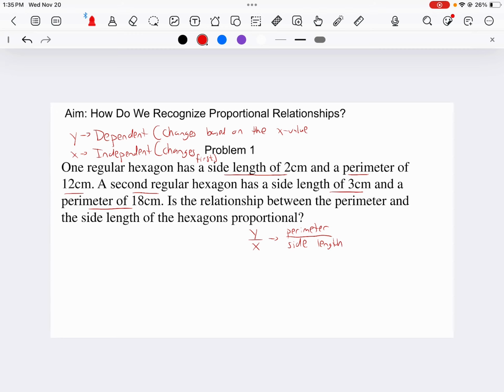So for the first hexagon, the perimeter is 12, the side length is 2. 12 divided by 2 is 6. For the second hexagon, perimeter is 18, side length is 3. 18 divided by 3 is 6. Since the numbers are equal to each other, then we would say that the relationship between the perimeter and the side length is proportional.